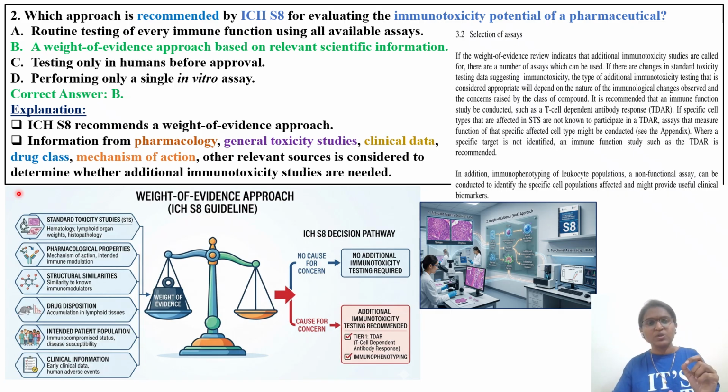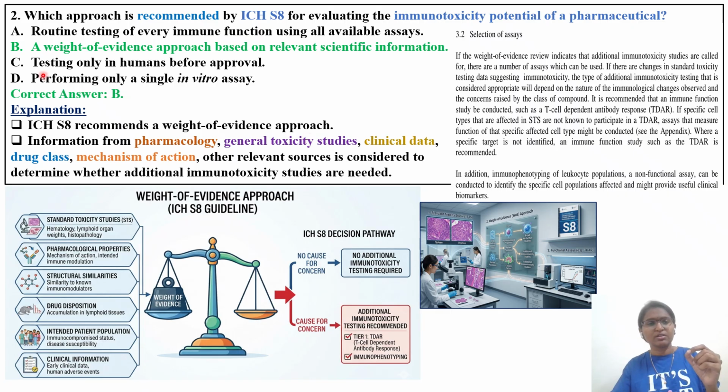The second question is: which approach is recommended by ICH S8 for evaluating the immunotoxicity potential of a pharmaceutical? Now at this stage we have realized that the new molecule which we are developing is going to affect the immune system; it is having an adverse effect on the immune system. Now, what are the next steps as a researcher, as a pharmacologist, as a toxicologist? What additional things can you do for your company? We'll see. In order to safeguard the molecule or to further develop your newly investigated molecule.